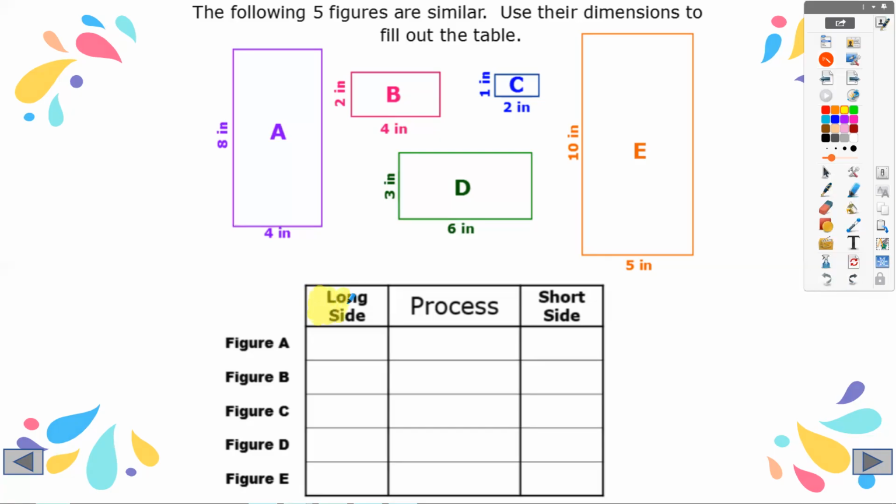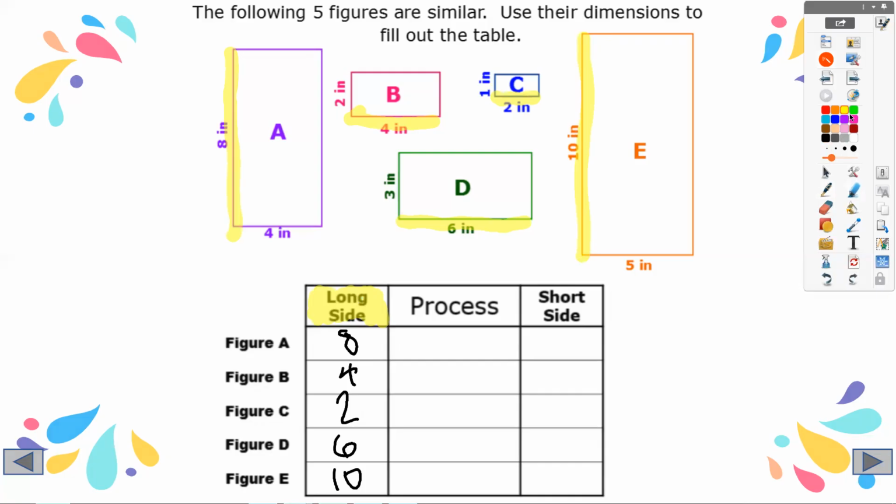So I'm going to highlight all of my long sides yellow. So if I look at figure A, the long side is 8, B is 4, D is 6. I'm sorry, I skipped C. C is 2, D is 6. And E is 10. Now I'm going to go ahead and just write those in really quick so I don't forget. So A was 8, B is 4, D is 6, C is 2, and E was 10.